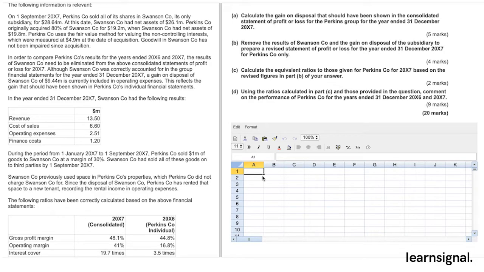So now we look at the requirements, and in the requirements there are A, B, C and D. We have to calculate a gain on disposal, we have to remove the results of Swanson, we have to calculate the equivalent ratios, and we have to use the ratios in Part C to provide some commentary.